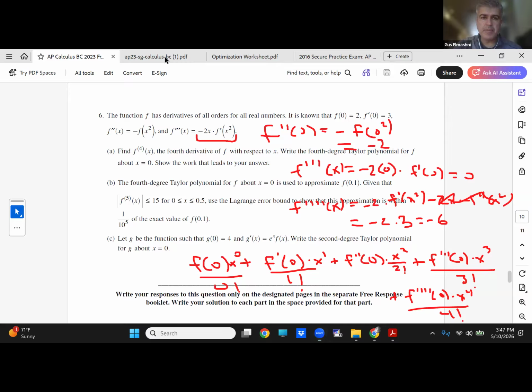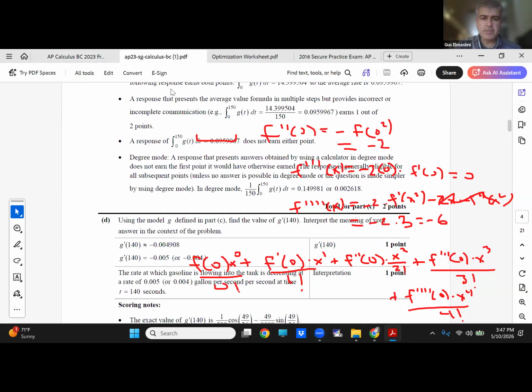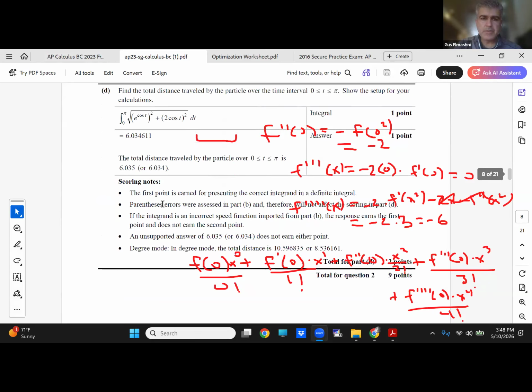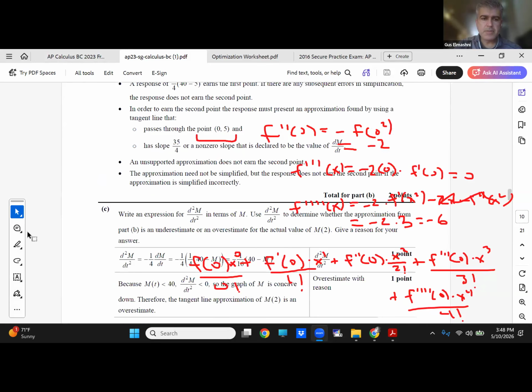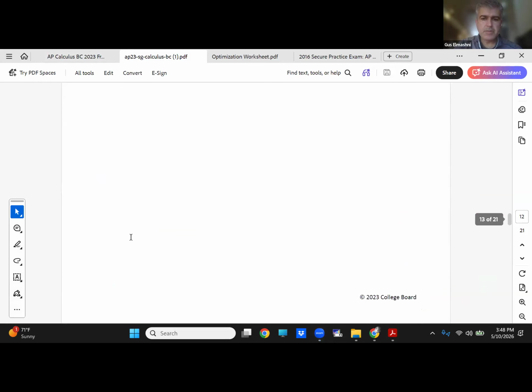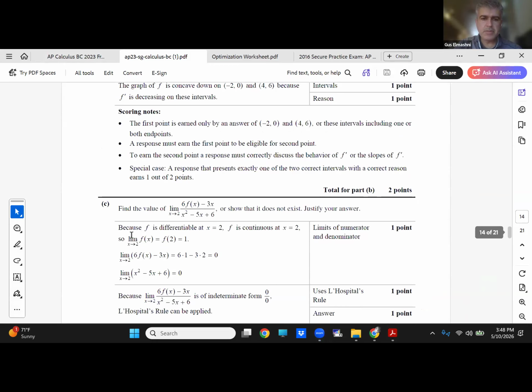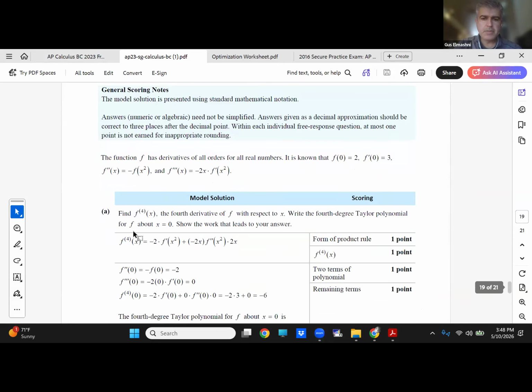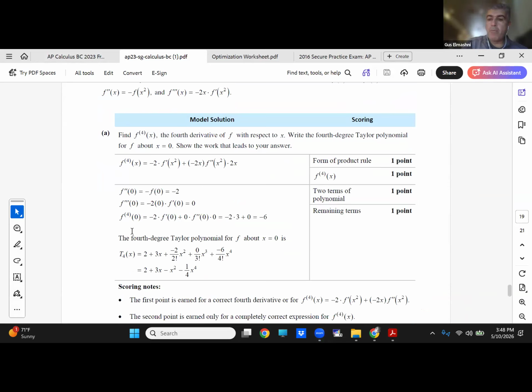Yeah, so I'll show you the answer key really quickly here. Yeah, here we go. So 1 point for the form of the product rule, 1 point for getting that fourth derivative, 2 terms of a polynomial, and remaining terms. At least if you got 2 of them, you get a point, but to get the rest will give you another point. So hopefully that makes sense for part A.